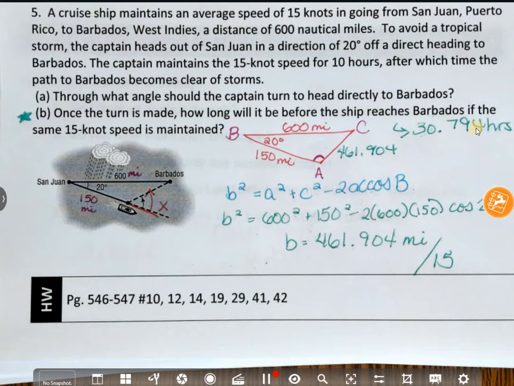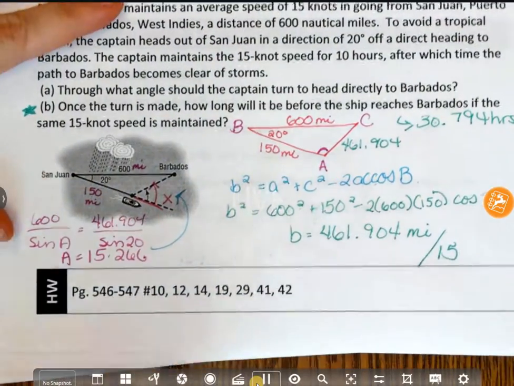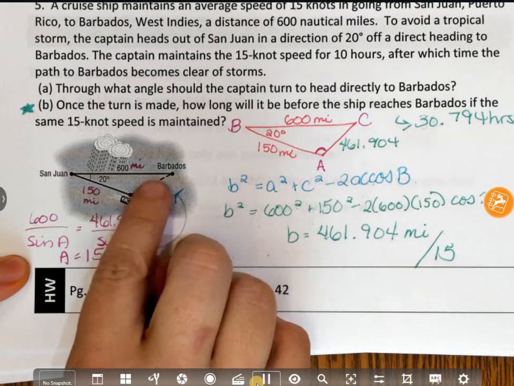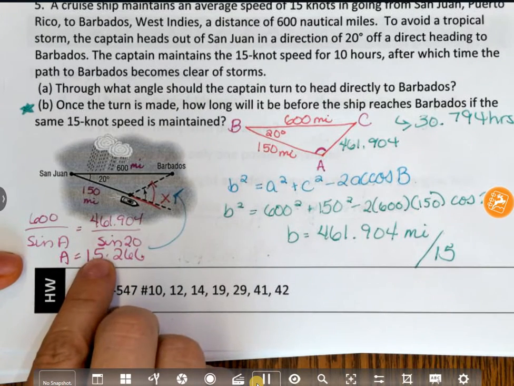All right, since we're going to lose you, I said that is not the final answer. The final answer here, that angle you're going to be turning, is 15.266. You have to be careful.